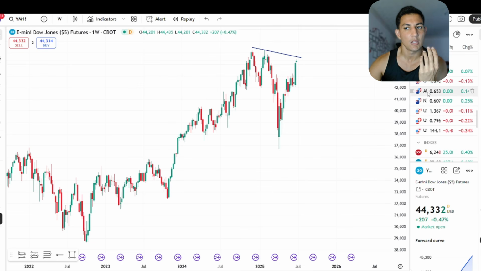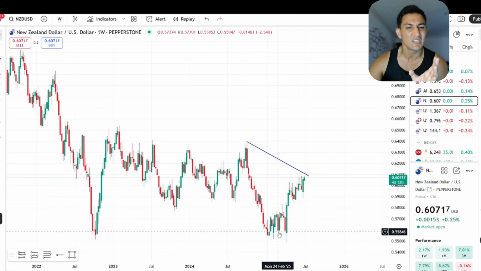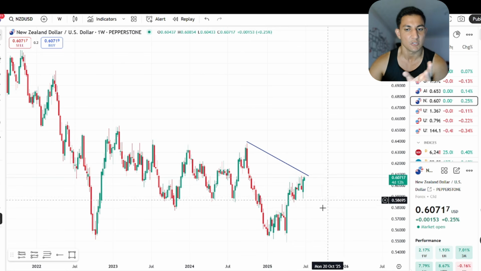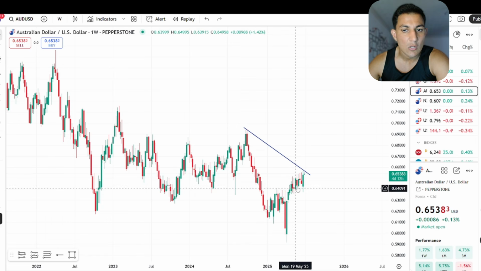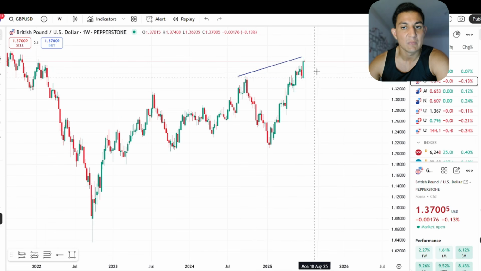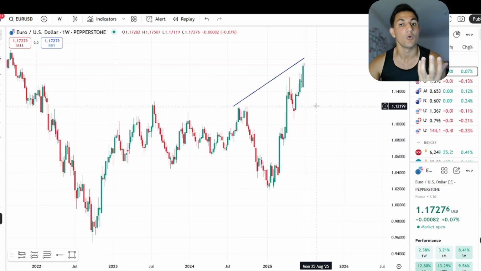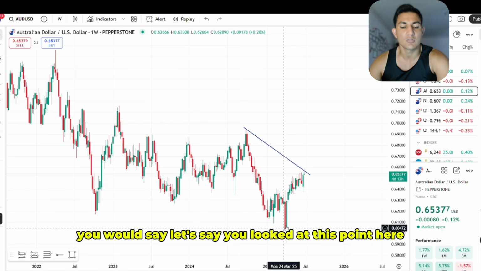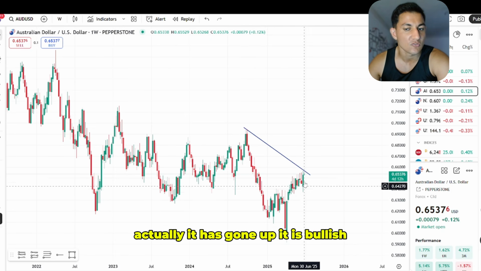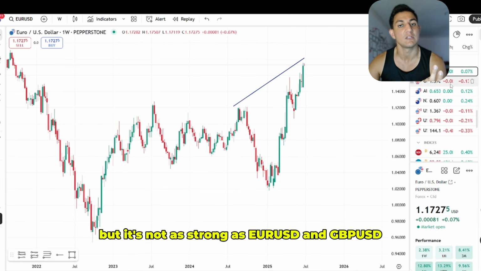So if we look at AUD USD and NZD USD, right, really important. You can see prices actually moving up, right? Prices actually moving up on the weekly chart, right? It is slowly moving up, but GBP USD and Euro dollar are moving up way more, right? They're way stronger, right? So overall, you would say, let's say you looked at this point here, you would say, well, actually, it has gone up. It is bullish, but it's not as strong as Euro dollar and GBP USD.